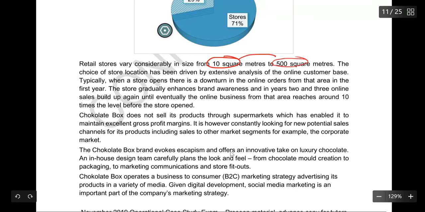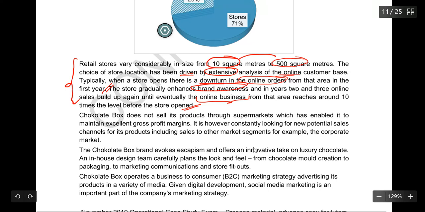The choice of store location has been driven by extensive analysis of the online customer base. Typically, when a store opens, there is a downturn in online orders from that area in the first year. The store gradually enhances brand awareness in years 2 and 3. Online sales build up again, eventually reaching around 10 times the level before the store opened. So this is the strategy they are using.